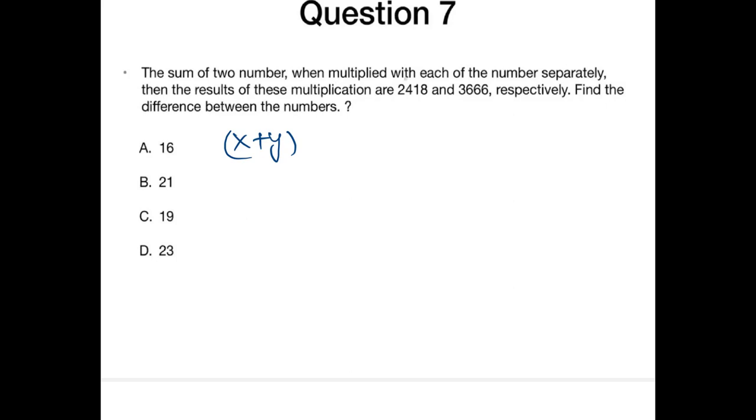When they are multiplied with each number separately, once multiplied with x, it's going to be 2418, and once multiplied with y, it was 3666. This is what exactly they are speaking of. Now the question is, find the difference between the numbers. It's really simple.